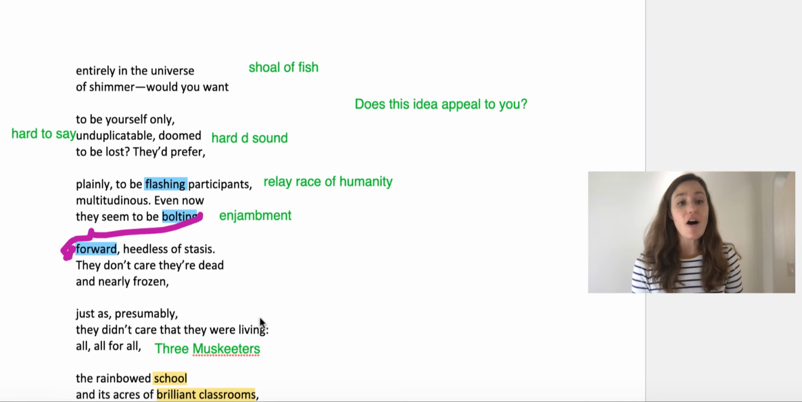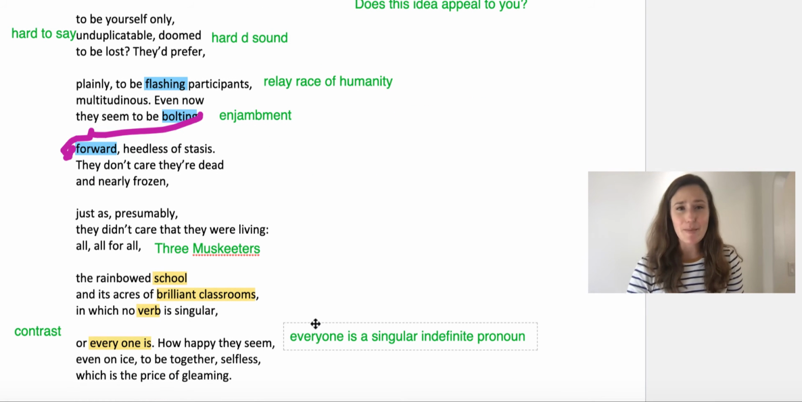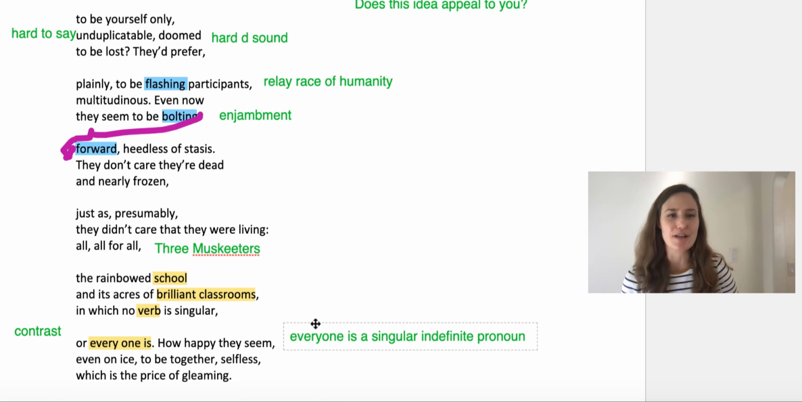All for all for all. So somehow this line to me seems a little bit funny, even though it's kind of dark. After all, he's talking about dead fish that are going to be eaten. It also makes me think of the slogan from the Three Musketeers, all for all. And there's something sort of kind of folksy and also almost like something you would hear in, say, kindergarten or preschool, right? Like, oh, we're doing this together. We're doing this as a team.